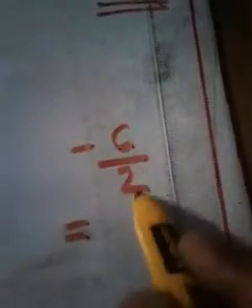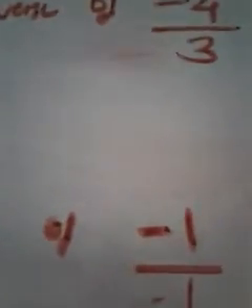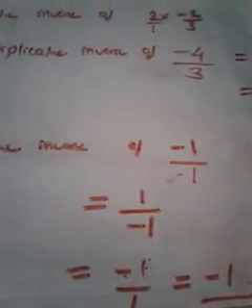Listen. What is minus 6 by 2? Minus 6 by 2 is very simple. Just, what is 6 by 2? 3, no? So the answer will be minus 3. Just like that, minus 1 by 1. What is 1 by 1? 1. Just give a minus, so minus 1. In short, the multiplicative inverse of minus 1 is nothing but minus 1 itself. That is the specialty of 1 and minus 1. The multiplicative inverse will be the same as the number.